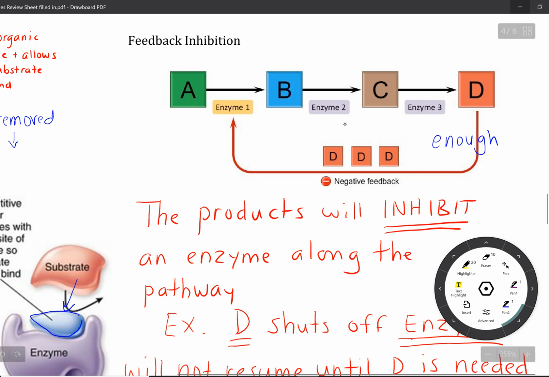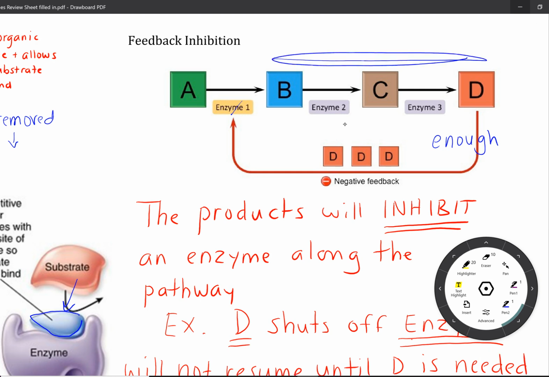So what will happen is this D may go back and inhibit either enzyme 1, enzyme 2, or enzyme 3. In this case, it happens to be enzyme 1. And when it inhibits enzyme 1, you will get no more products here, and that's fine. Once the D is gone, since there's no D, enzyme 1 is no longer inhibited. The reaction continues until the cell makes enough D, and this system shuts off and begins again.